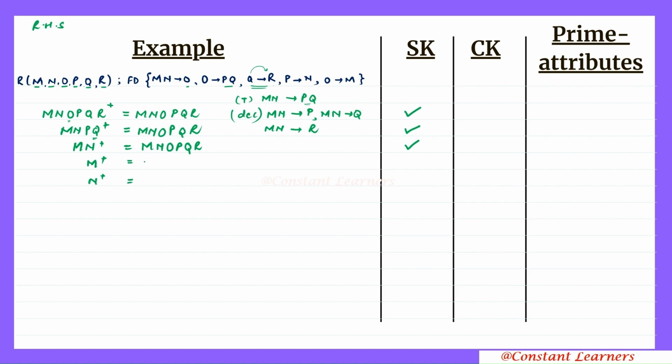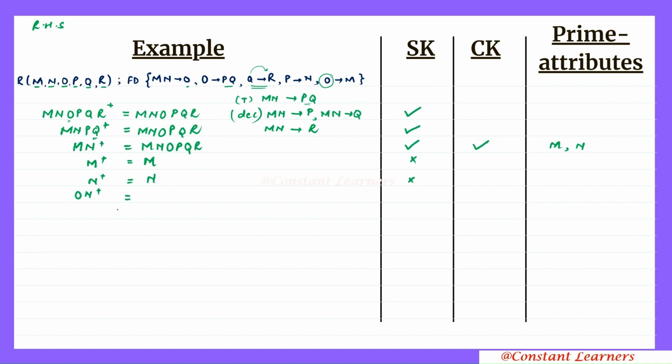Let's check. See, M can determine itself, but M cannot determine any other attribute. We need a combination of MN to determine O. N can also not determine any other attribute. So both of these are not super keys. And thus we can say that MN is a candidate key. Now the prime attributes here are M and N, right? Now M is determinable by O, right? So we can replace M by O. Let's check ON.